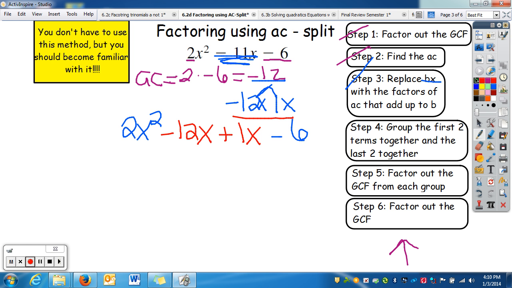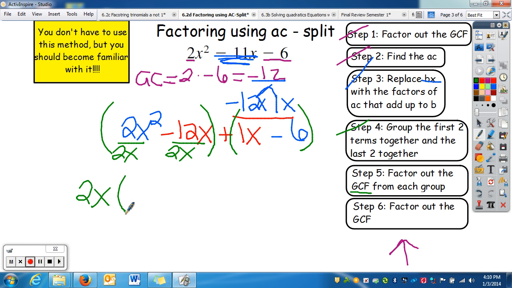So step 4. You group the first two terms together, and then you group the last two terms together. Grouping means putting parentheses around them. Then you're going to factor out the GCF from each group. So what is the GCF of these two terms, which is 2x? Okay, so the first part becomes 2x. Divide each by 2, I get x minus 6. Then I find the GCF of these two. Well, there isn't a GCF, so I factor out a 1. So I have 1, and that's 1x, or x, minus 6.